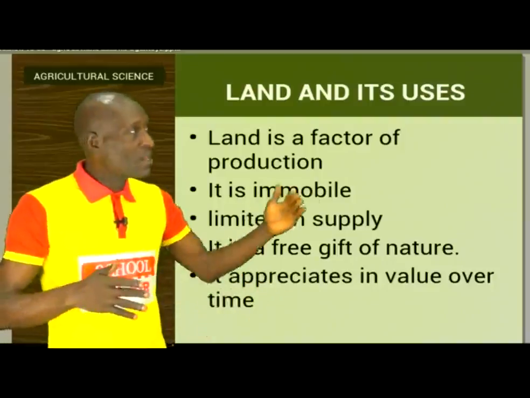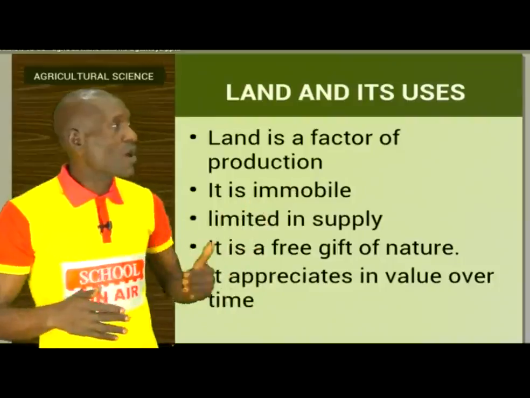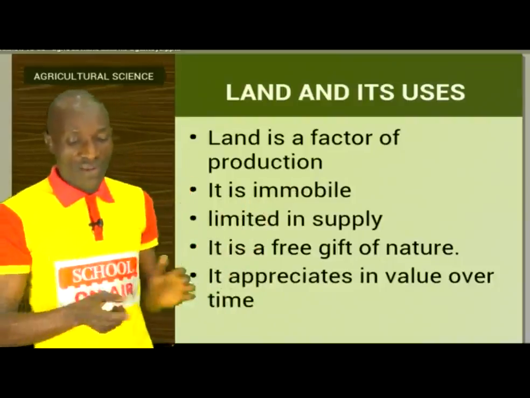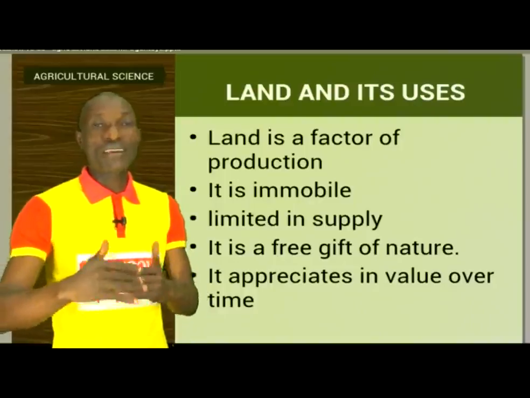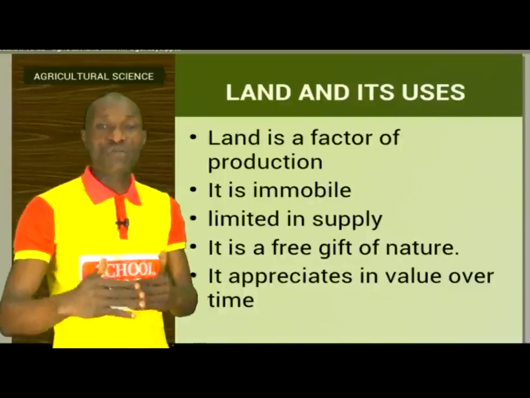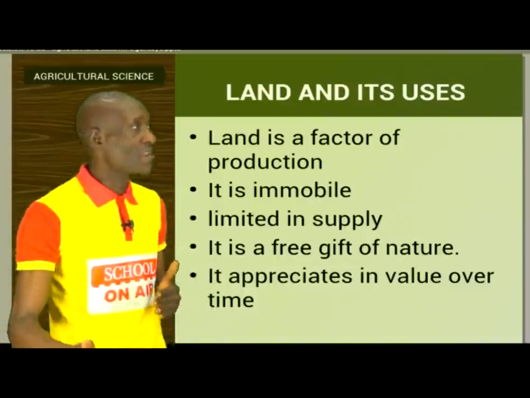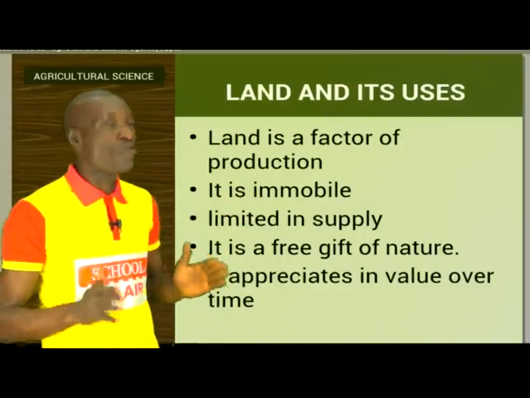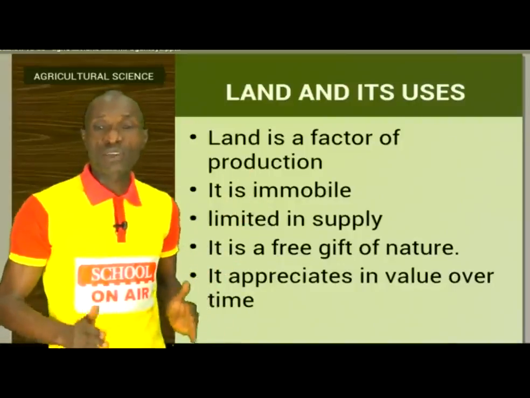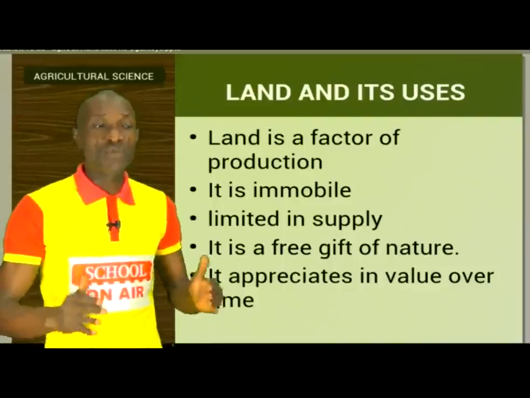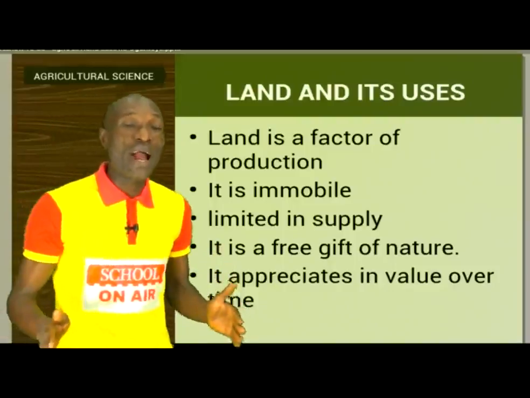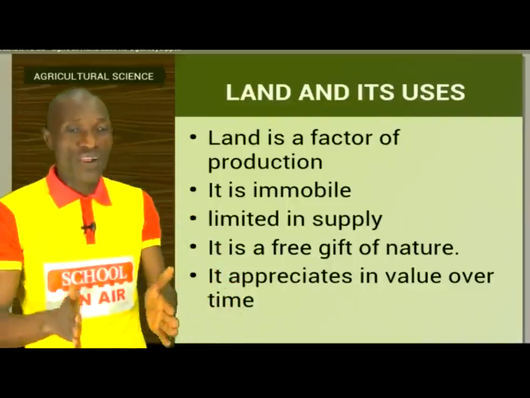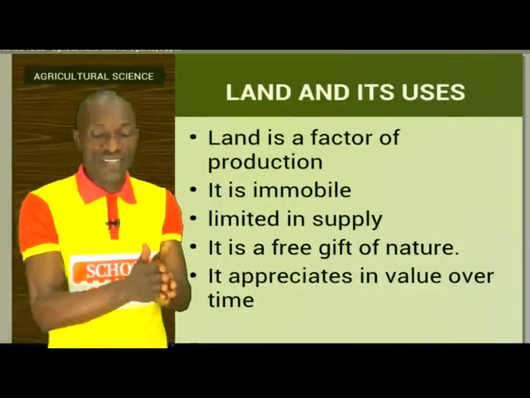And we are going forward again to talk about land. We are moving to the characteristics, or the features, of land. First, land is a factor of production. If we are asked to mention the factors of production, we say land, labor, capital, and entrepreneur. And so land is very important there.